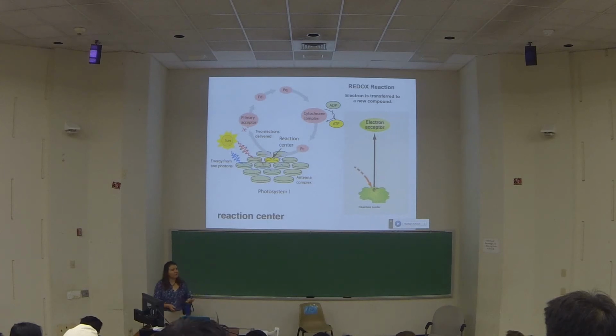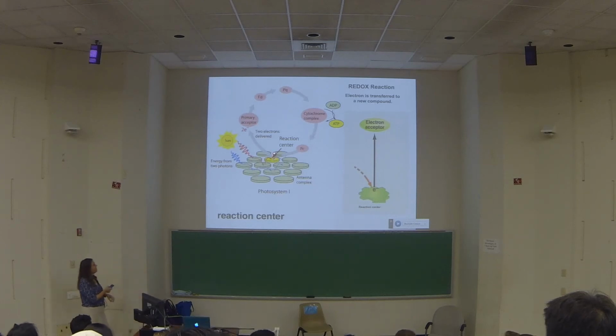Once it gets to that reaction center, that's a specialized chlorophyll molecule that acts as an electron acceptor and picks up those electrons to start the transport chain. Not until it gets to the reaction center do those electrons start moving between the proteins to accomplish work. And that happens in both photosystem 2 and photosystem 1.